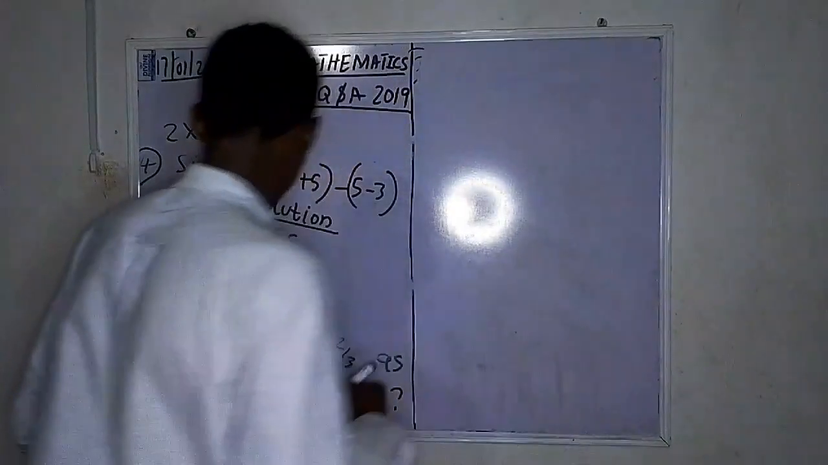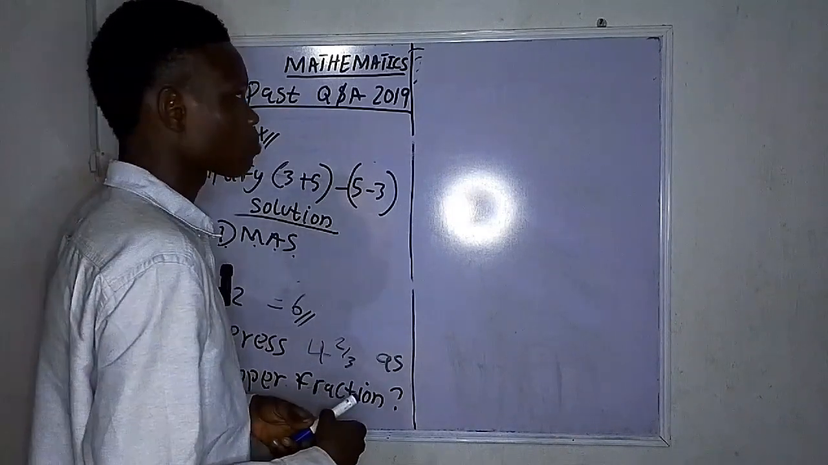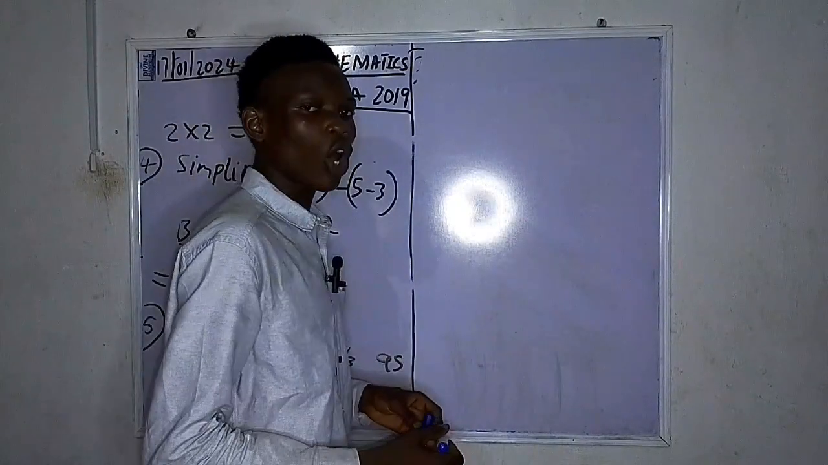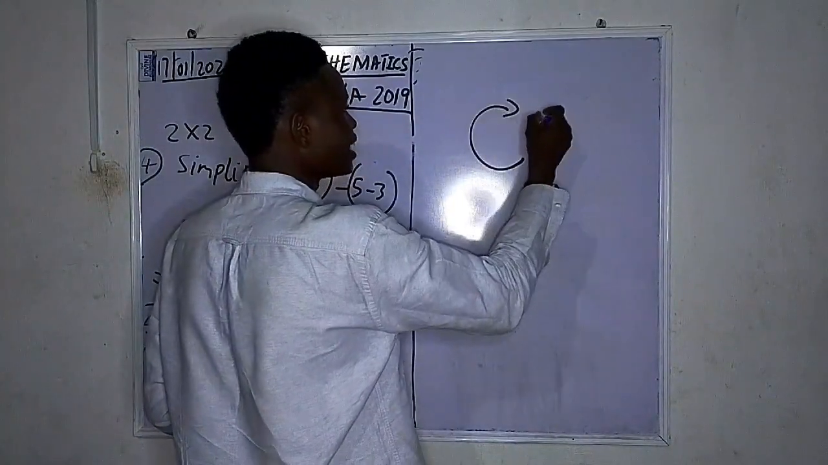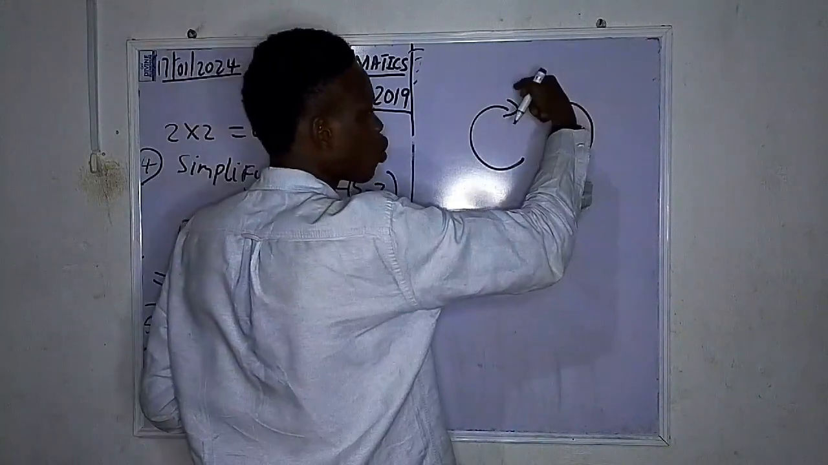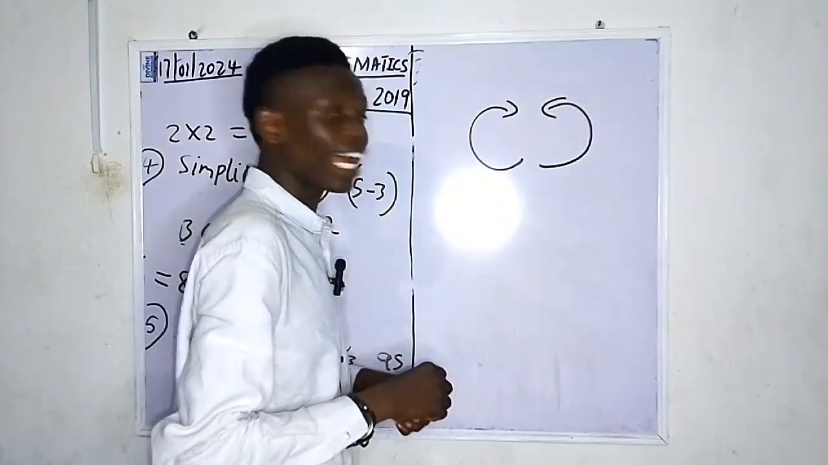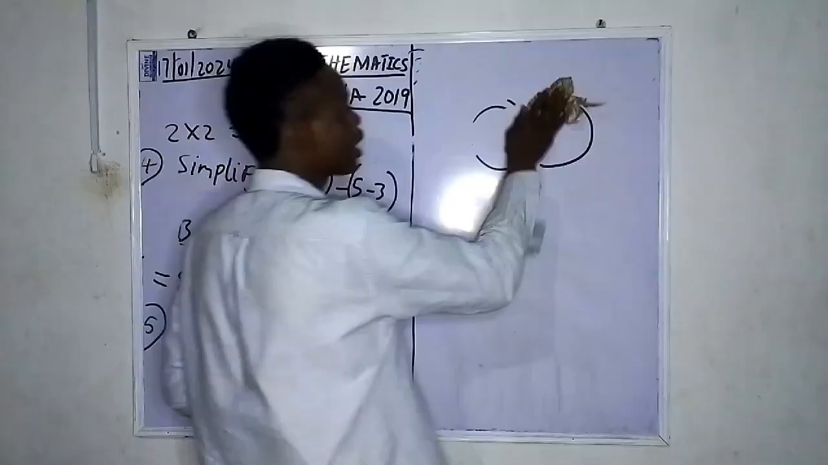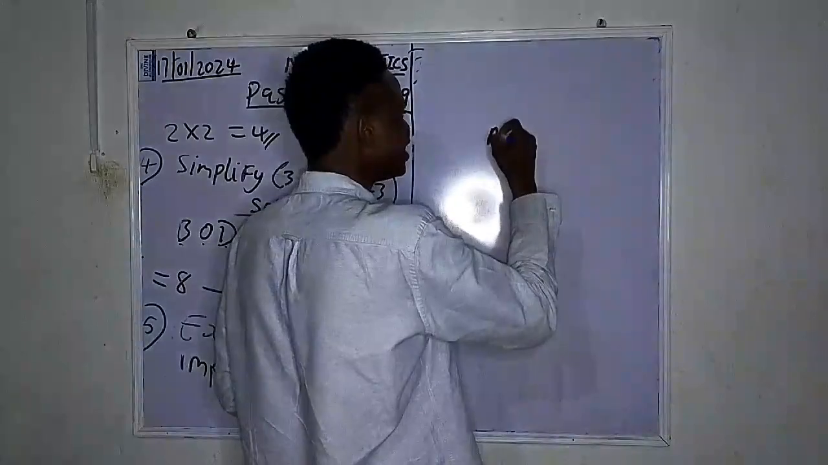Okay, let's go. Number 5, express 4 whole number 2 over 3 as an improper fraction. How do you express it? There's a way I told my students: we move clockwise or anti-clockwise. This is the clockwise direction, and this is the anti-clockwise direction. So I ask them, are we moving clockwise or anti-clockwise? And the answer, as you know, is the clockwise direction. And when we are moving in the clockwise direction, we do what they call the MA.